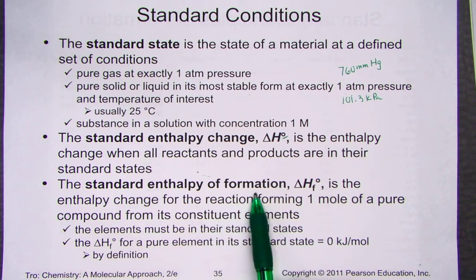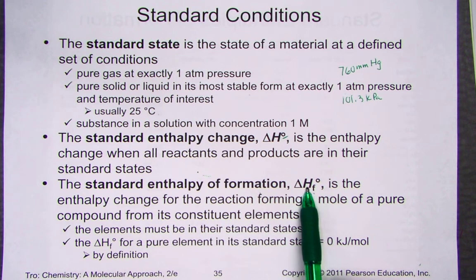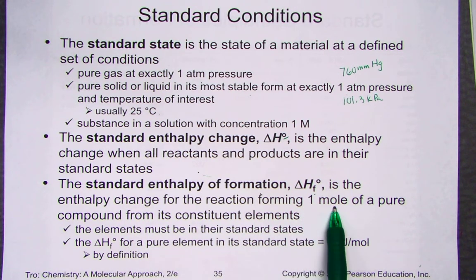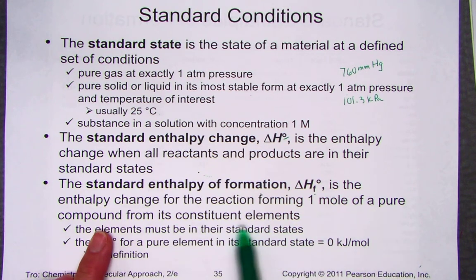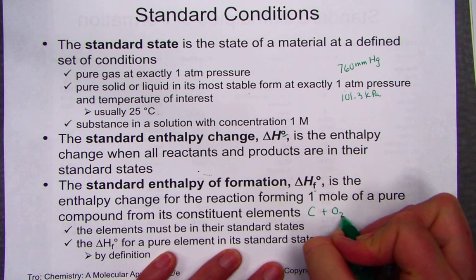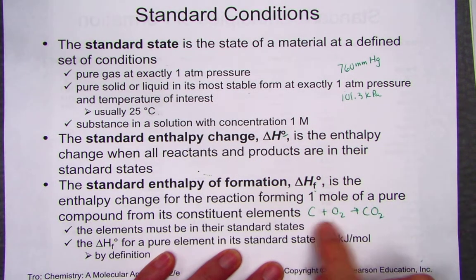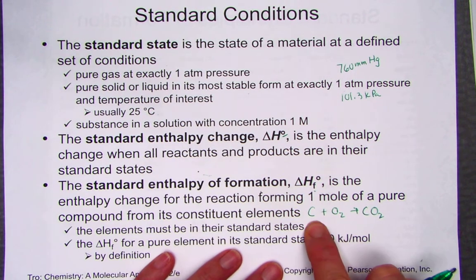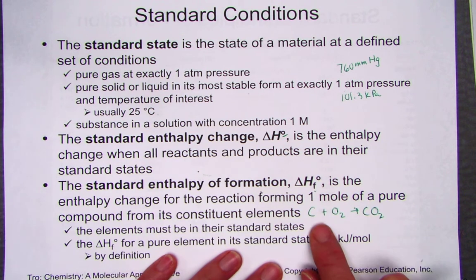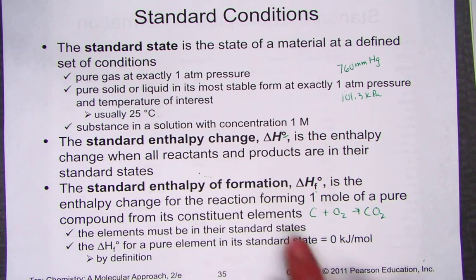The standard enthalpy of formation, given with a subscript f after the H, the heat of formation, is the enthalpy change for the reaction forming 1 mole of a pure compound from its constituent elements. Constituent means just what the compound is made up from. The constituent elements of carbon dioxide would be carbon and oxygen. Found in its natural state, carbon is written as C, it's a solid. Found in its natural state, oxygen is a diatomic molecule. Forming a compound from its standard state constituent elements is called the heat of formation.